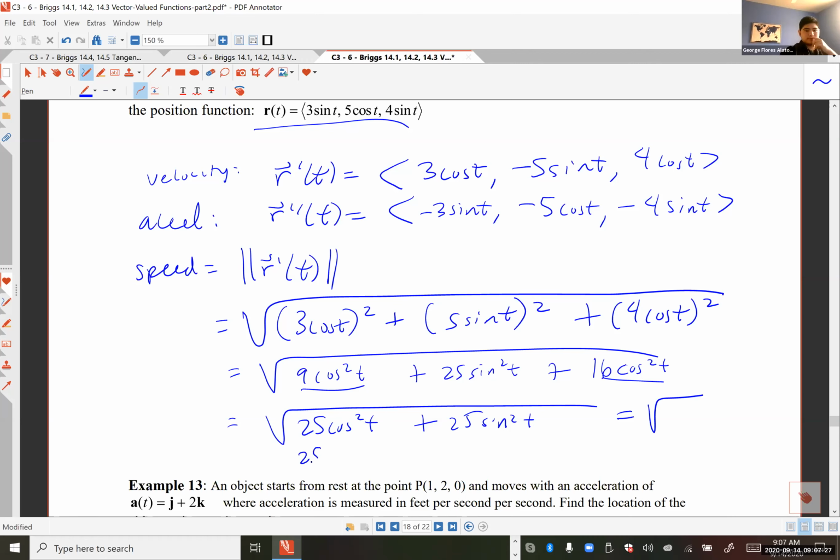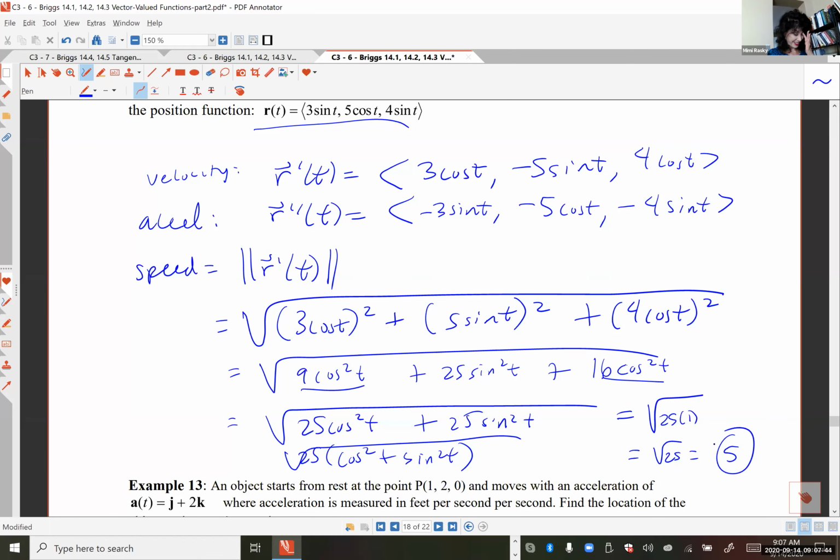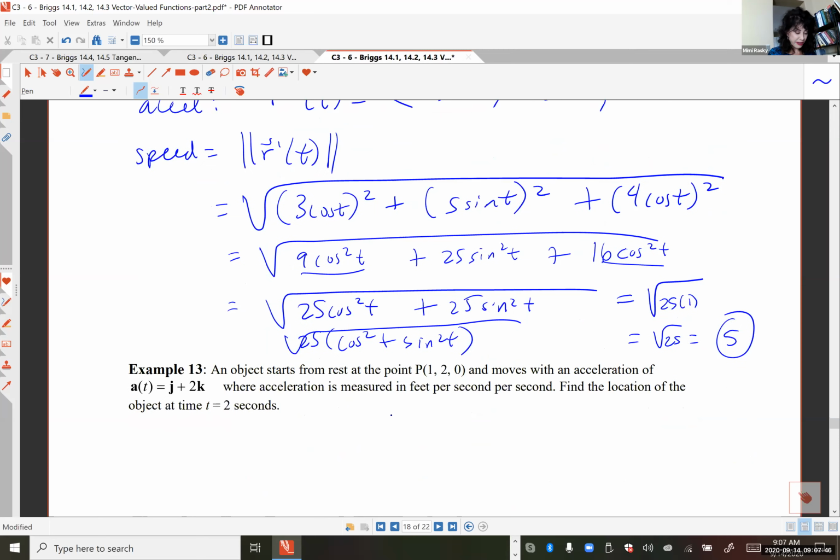You see, if I factor out 25 from this radical, careful, whoever said 26. This is 25, sorry, 25 times 1. That's going to be the square root of 25, which is a 5. Yes? So speed is a 5.